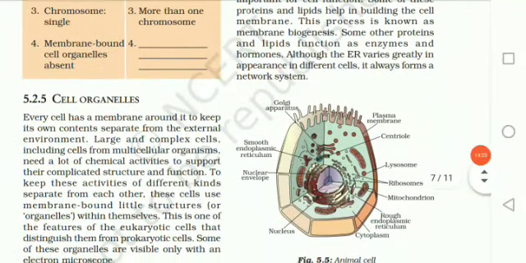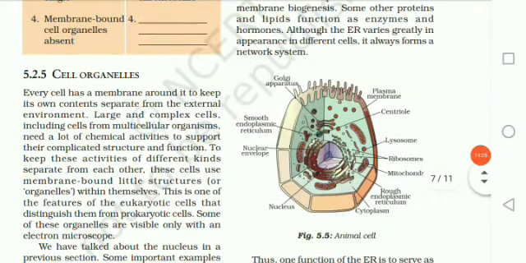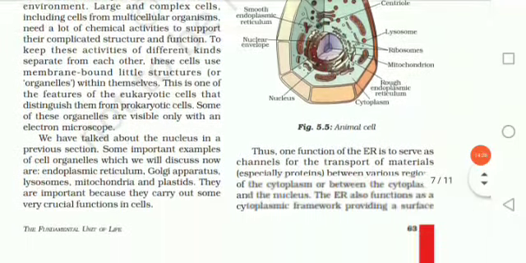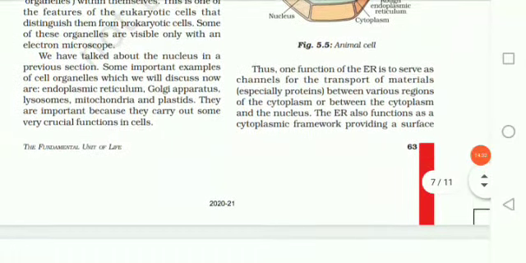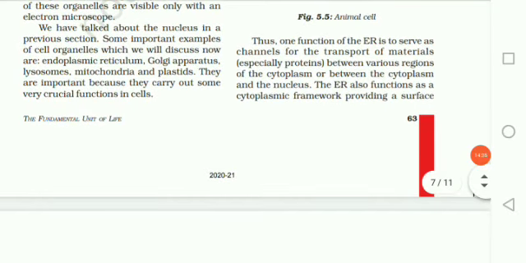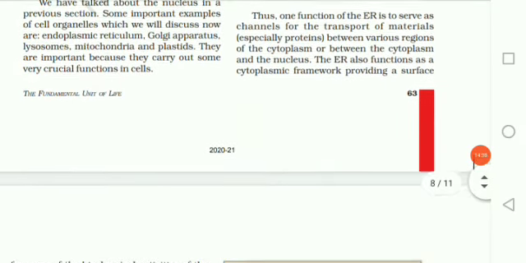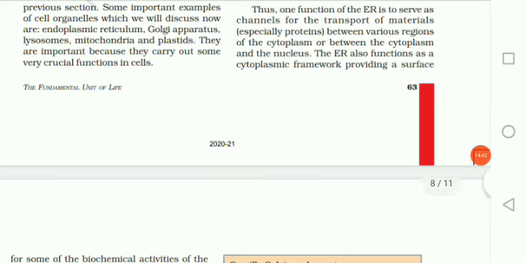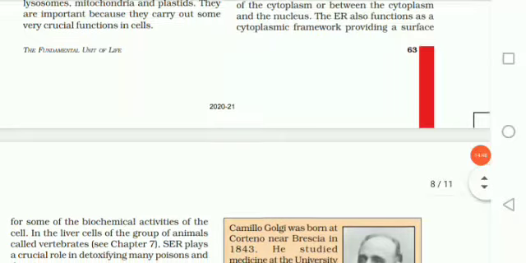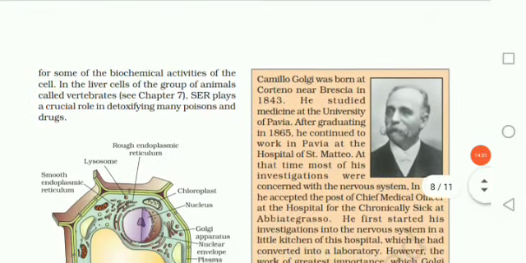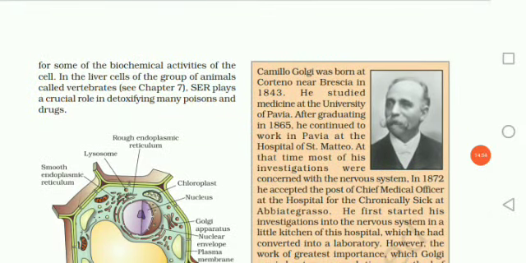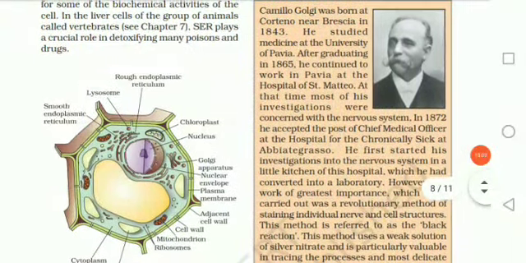Although the endoplasmic reticulum varies greatly in appearance in different cells, it always forms a network system. Thus, one function of the endoplasmic reticulum is to serve as a channel for the transport of materials between various regions of the cytoplasm or between the cytoplasm and nucleus. The endoplasmic reticulum also functions as a cytoplasmic framework, providing the surface for some of the biochemical activities of the cell. In the liver cells of vertebrates, the smooth endoplasmic reticulum plays a crucial role in detoxifying many poisons and drugs.